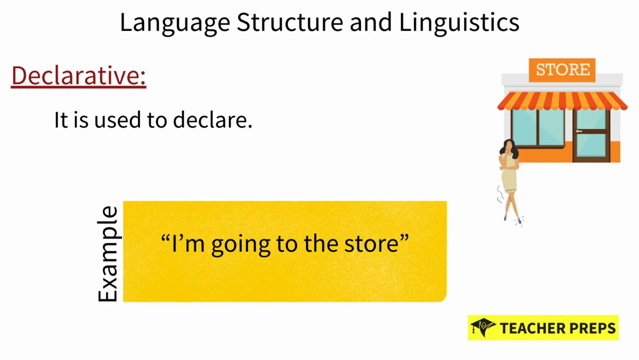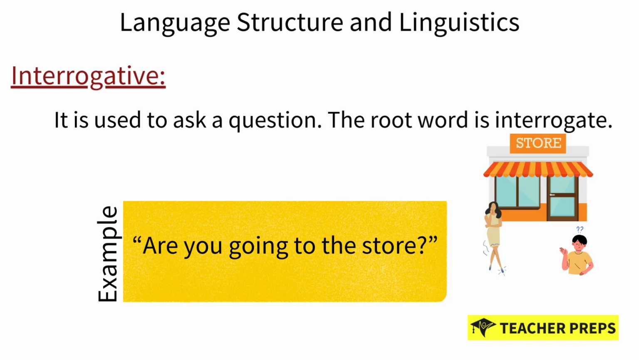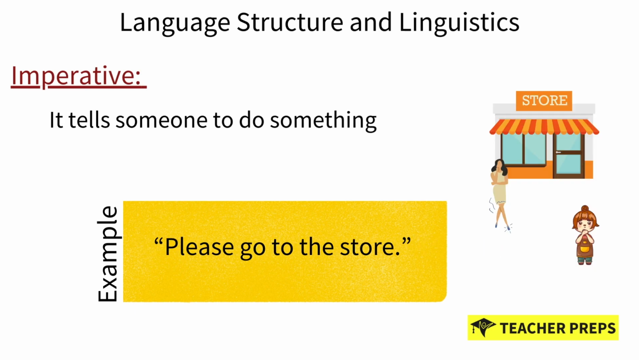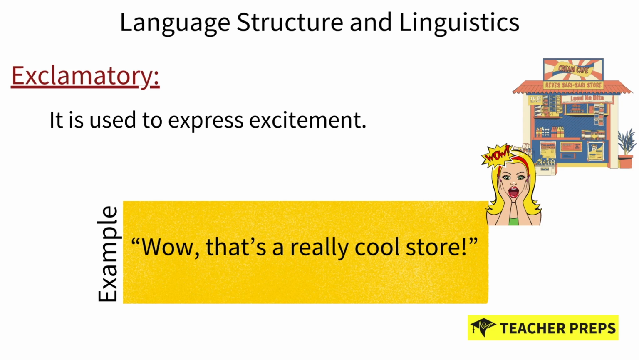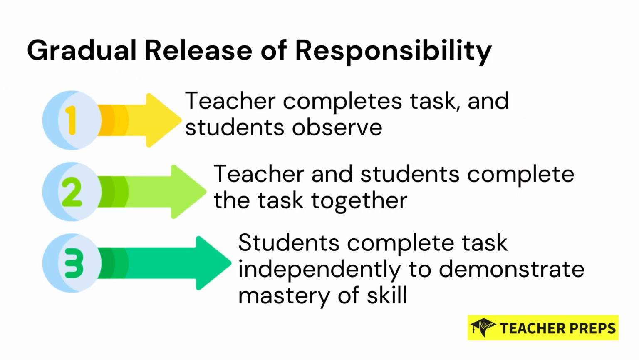Now we have declarative sentences, used to declare. I'm going to the store. So you state it. And then you have interrogative sentences. These are used to ask a question. The root is interrogate. Are you going to the store? Then imperative. This tells someone to do something. Please go to the store. Then we have exclamatory, used to express excitement. Wow, that's a really cool store.